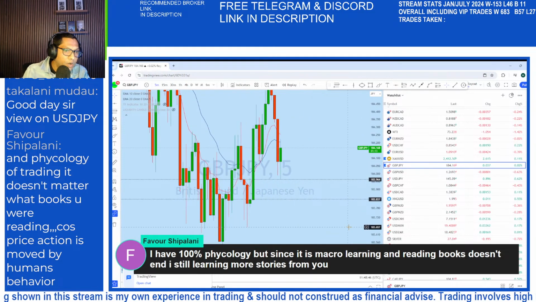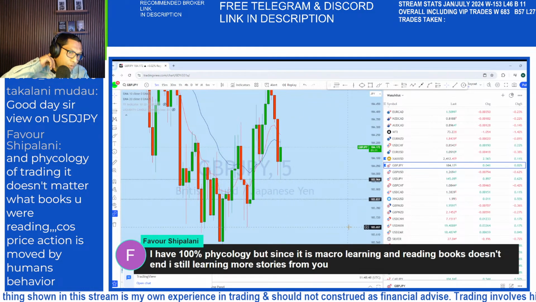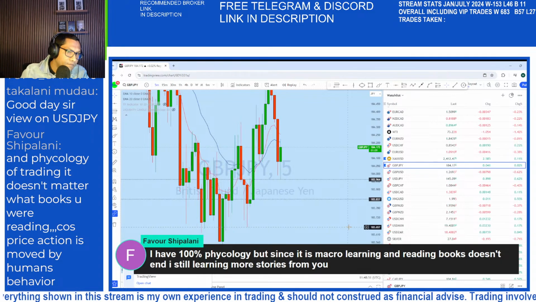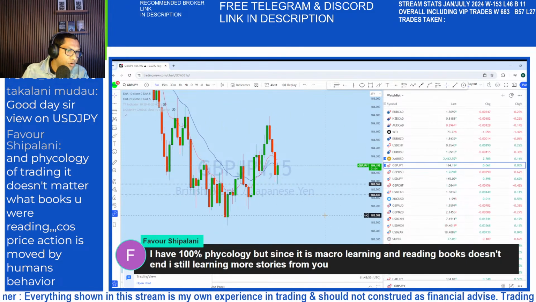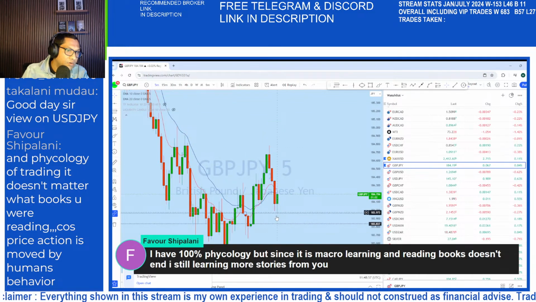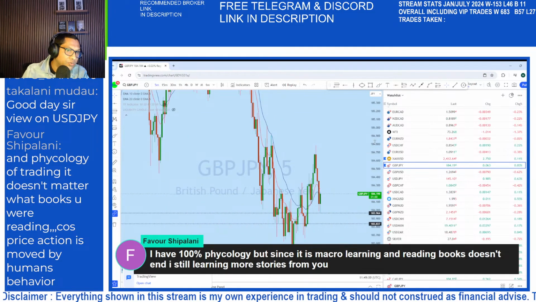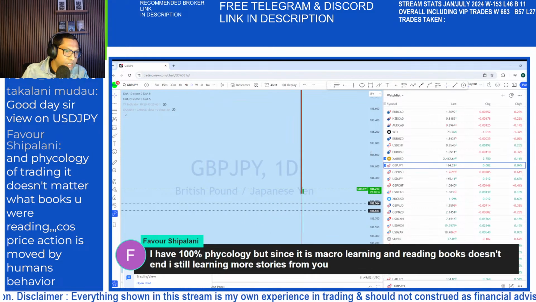Okay, if GBPJPY is dropping down to 183.83, that could be a very important level that we can look for a potential bounce. Now, it is possible to bounce from here as well. So this is the daily level.